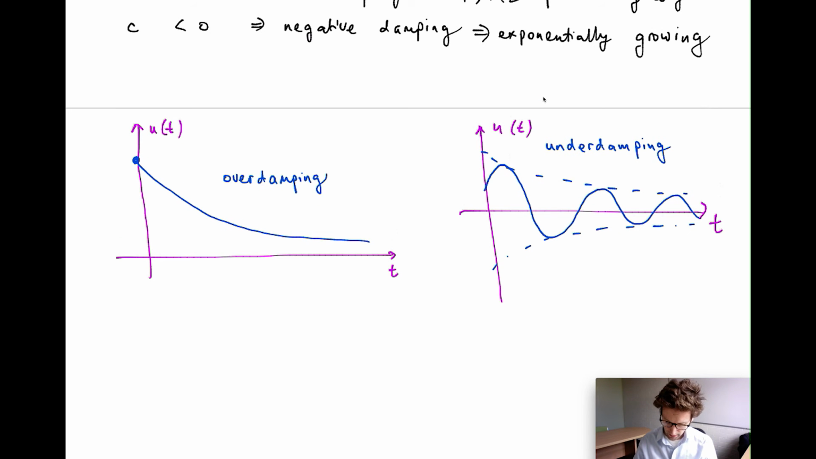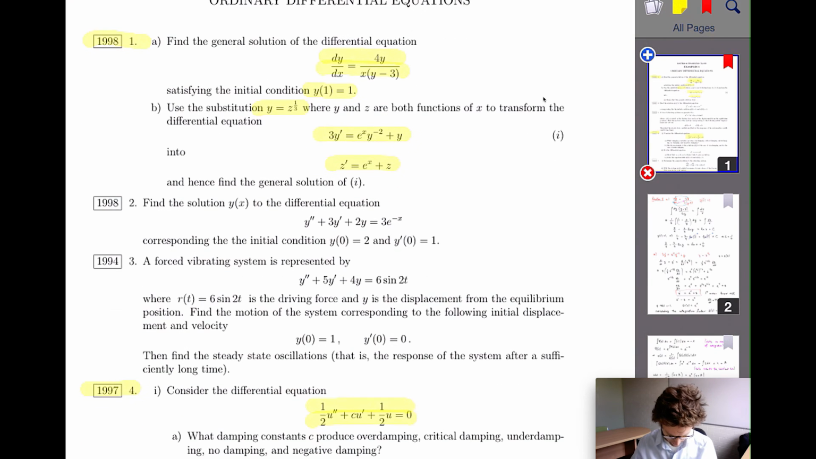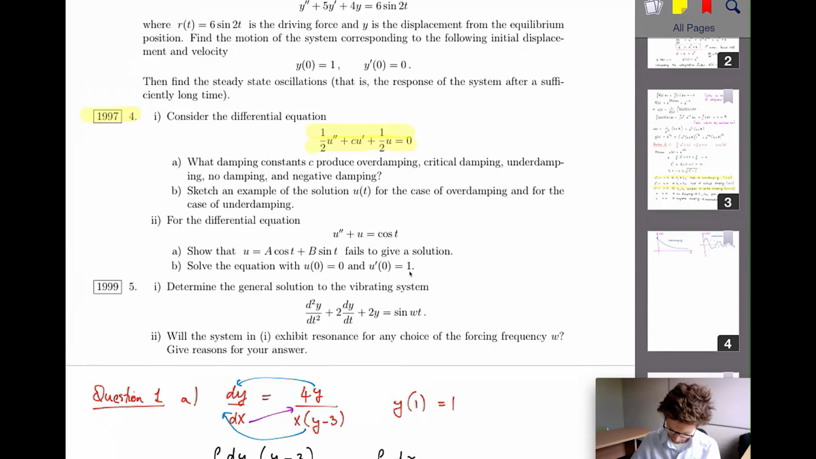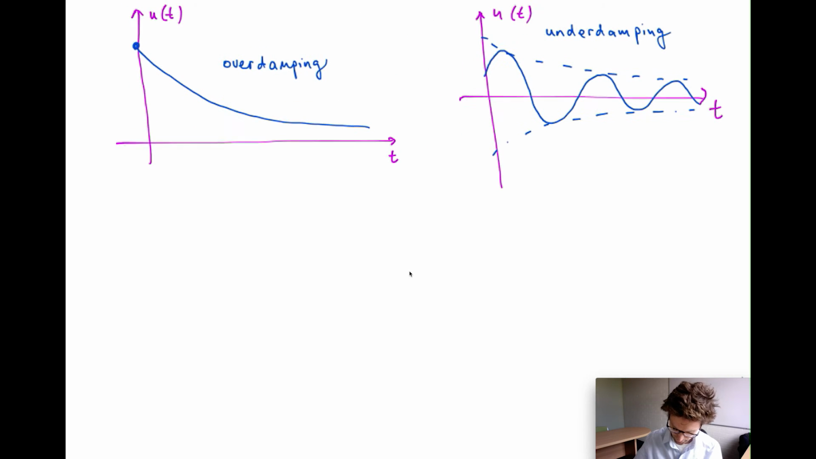Okay, so we've looked at part 1 of this question. Let's go back now and look at part 2. We're actually given a differential equation with a right-hand side, and we want to show that the solution a cosine t plus b sine t fails to give a solution, and then we want to try and solve this equation with some initial conditions. Let's take a look at that. So this is part 2 of question 4.